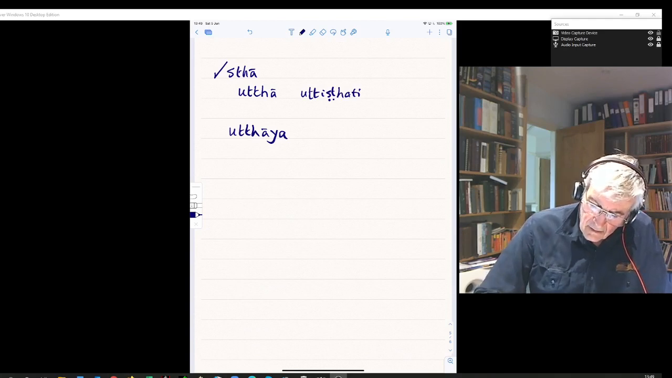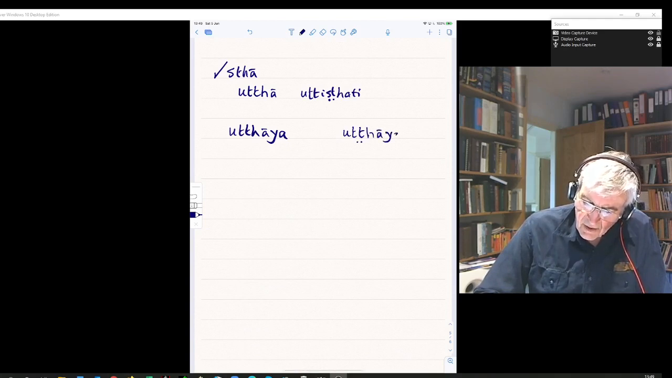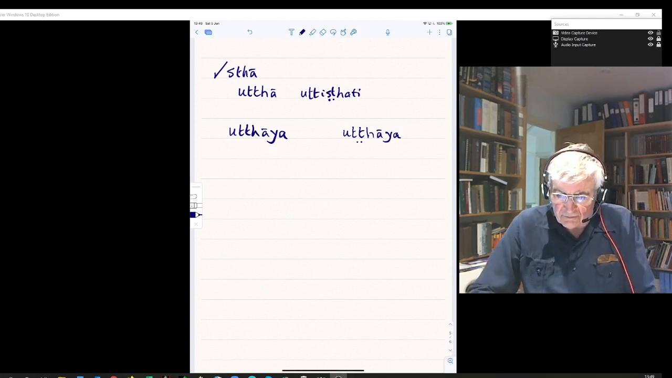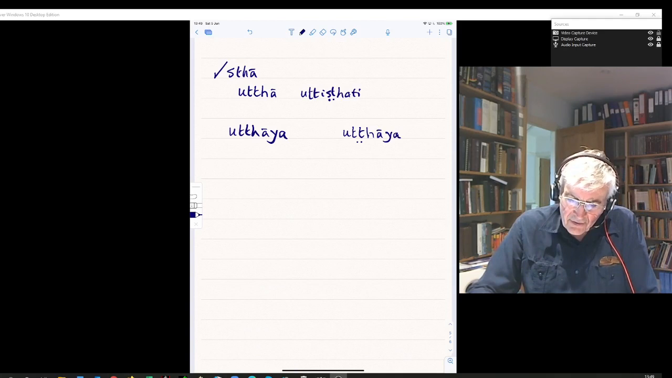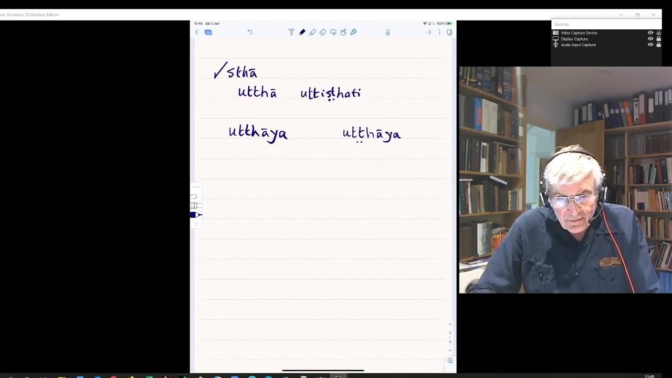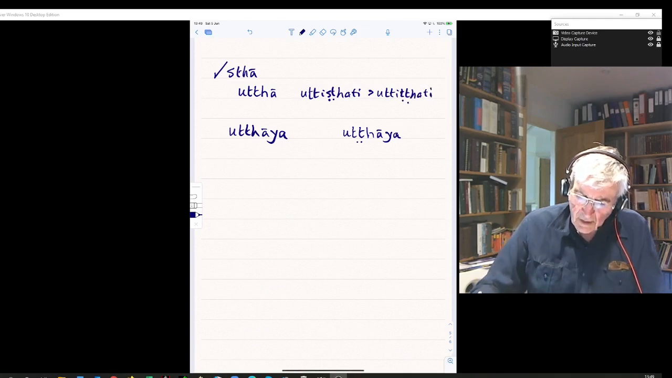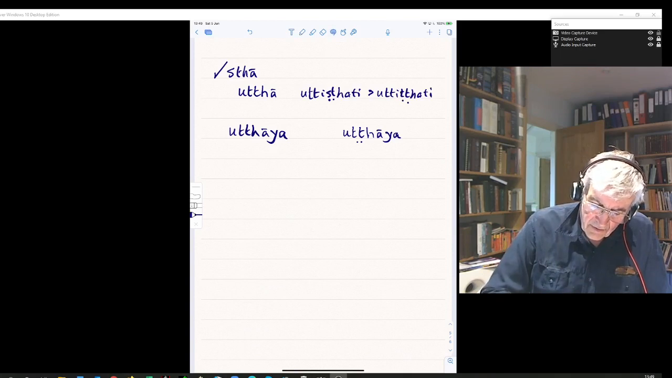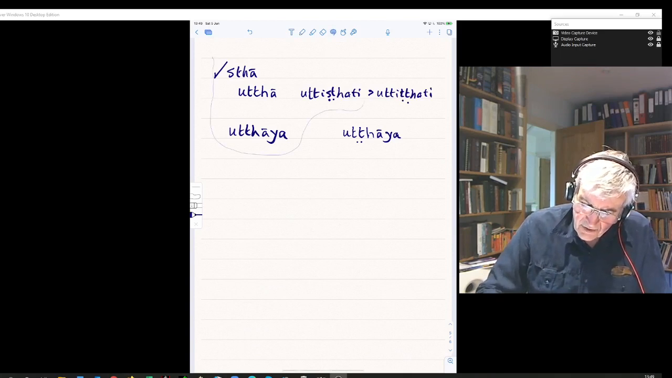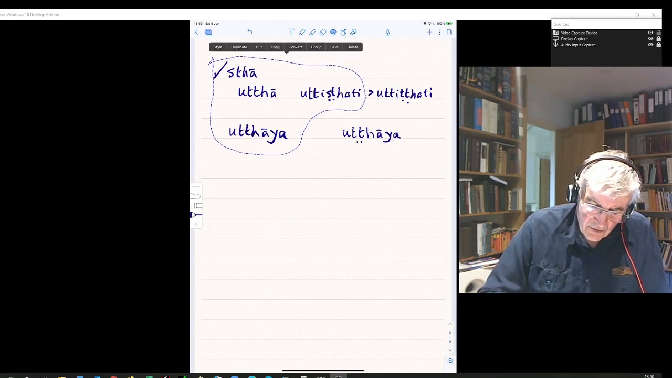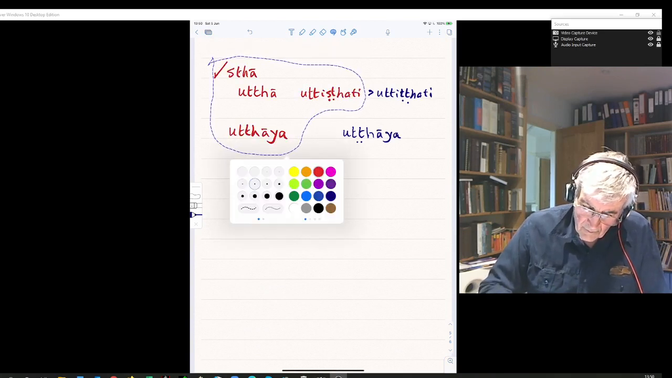And in Pali, that's the Sanskrit, it reflects the Sanskrit, but it has the T retroflex, and this now reflects the uttishtati, which in Pali becomes uttittati. Let's write that for you. Uttittati. And I'm just going to ring the purely Sanskrit bits and make those red. There we are.